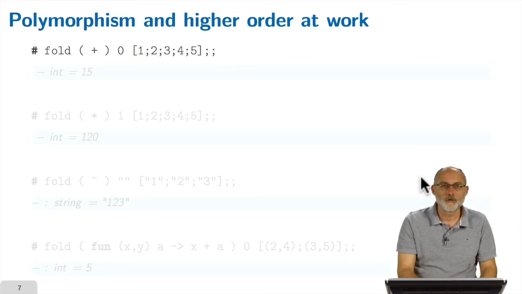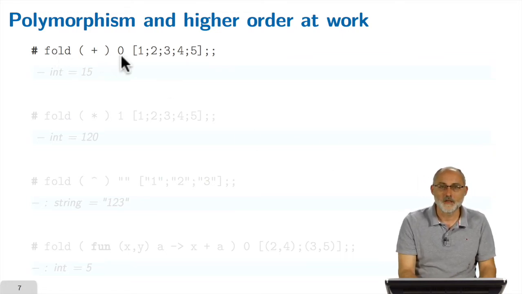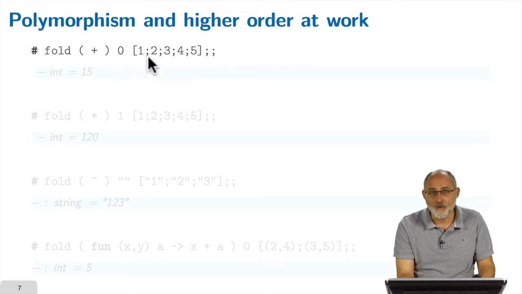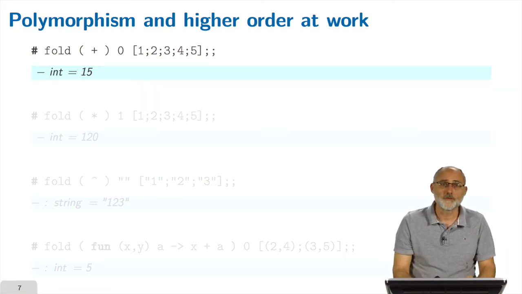Okay? So now I'm using this fold. The operator is the sum. The value for the empty list is 0. I apply it to the list 1, 2, 3, 4, 5. This, unsurprisingly, will compute the sum of all the elements of the list, which is, you see, 1 plus 2 plus 3 plus 4 plus 5. This makes 15. And actually, the system tells us the resulting value is an integer, 15.